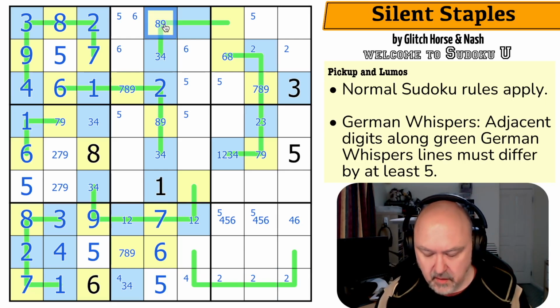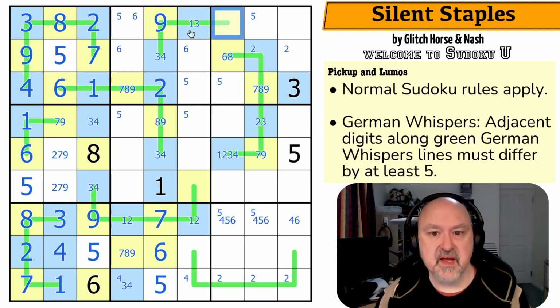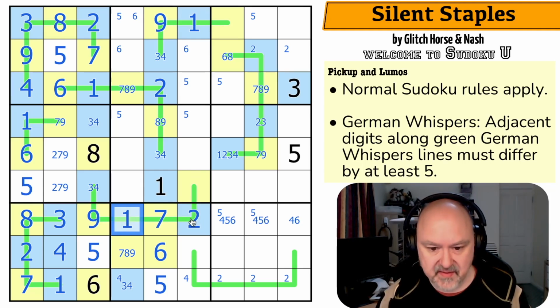But, oh, that's a 9. 1, 3, 4, but it can't be 4 because both of those would have to be 9. This can't be 3 either, or that would have to be 8, 9. And it can't be because there's no 8 available. That is a 1, which means that's the 2 and that's the 1. This is so clean.